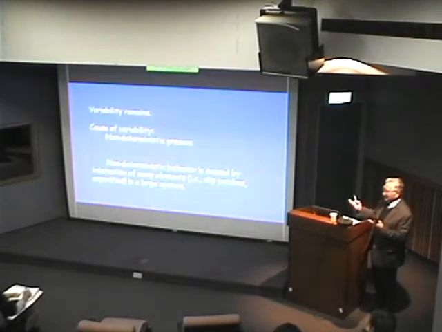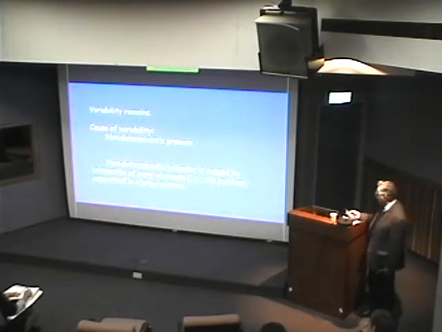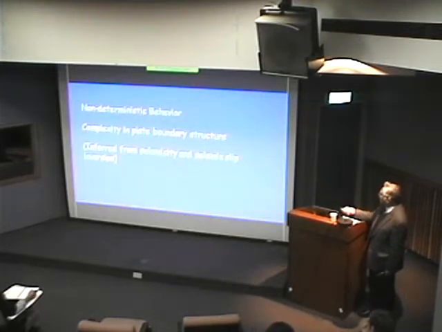If you know the structure, if you know the physics, you should be able to predict. However, in the real world, we cannot measure everything. So there are some parameters which you cannot determine. So as a whole, overall behavior becomes non-deterministic. And that's the cause of non-deterministic behavior.